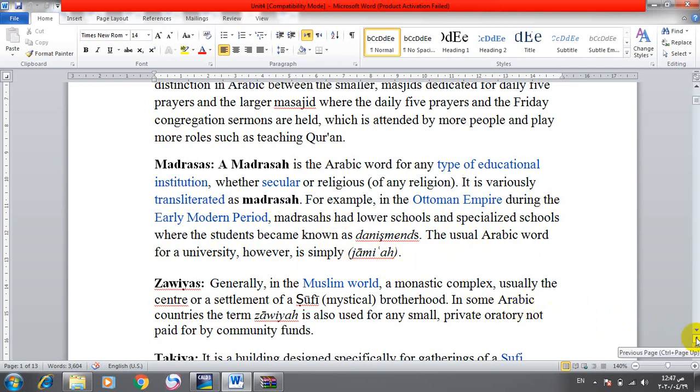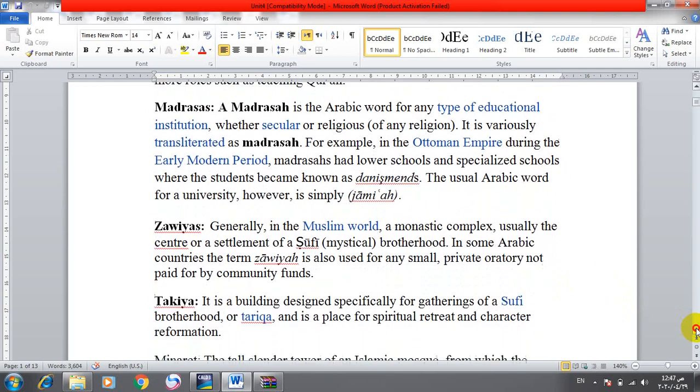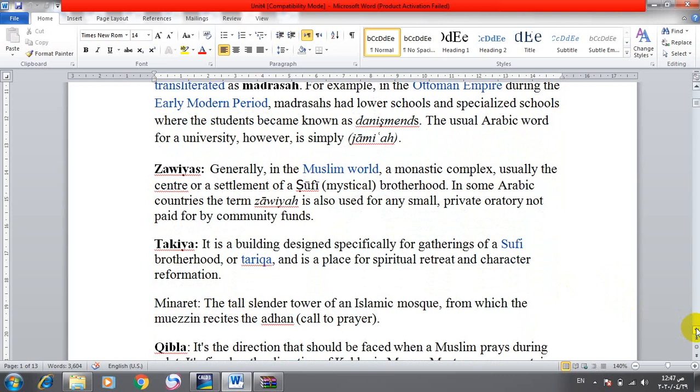Zawiya, generally in the Muslim world, a monastic complex, usually a center or a settlement of the Sufi, the mystical brotherhood. In some Arabic countries, the term Zawiya is also used for any small private oratory not paid for by community funds. Tikiya, it's a building designed specifically for gatherings of Sufi brotherhood or tariqa, and is a place for spiritual retreat and character reformation.